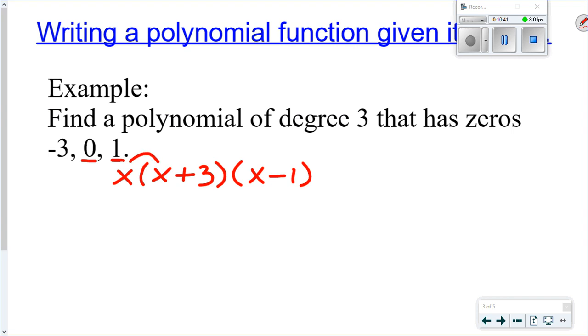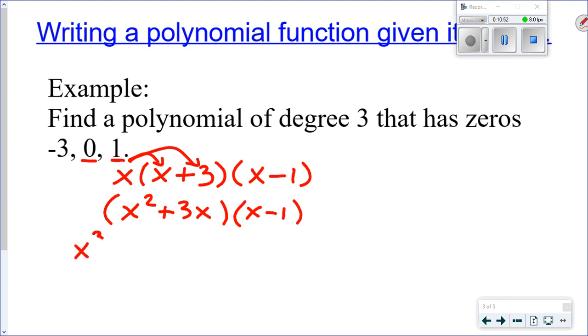So what I would do is I'd probably first distribute x, and then we would just have to FOIL. So I would multiply x squared times x to get x cubed, x squared times negative 1 to get negative x squared, 3x times x is 3x squared, and then 3x times negative 1 is negative 3x. And so this is a polynomial of degree 3 that has those zeros.